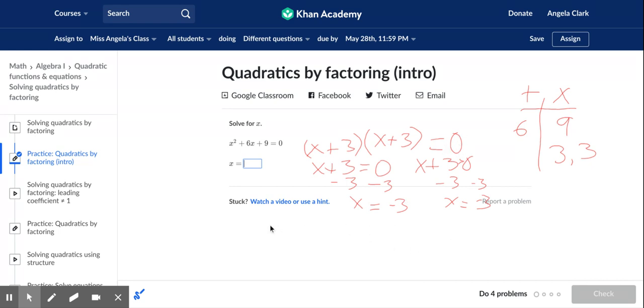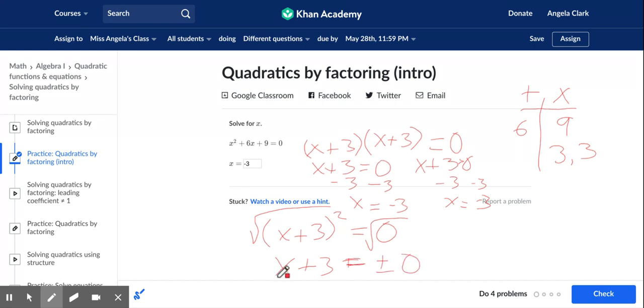So another way that I could write this would be x plus 3 squared equals 0. And then if I did my strategy from last set of videos, last week, and I took the square root of both sides, I would have x plus 3 equals plus or minus 0. Plus and minus 0 are the same thing. That's why we only have one solution here.